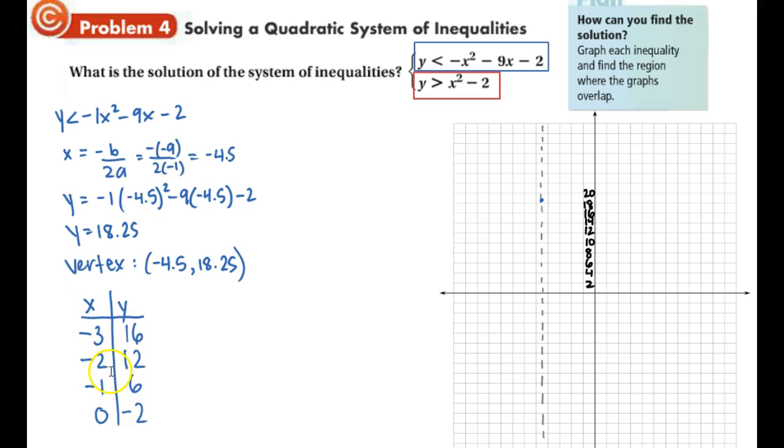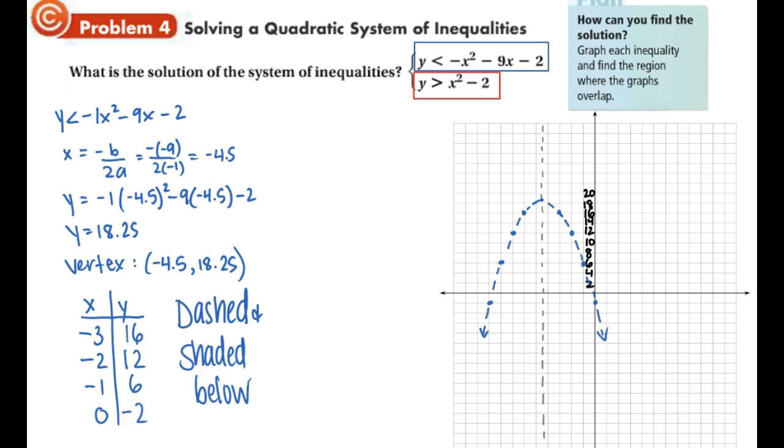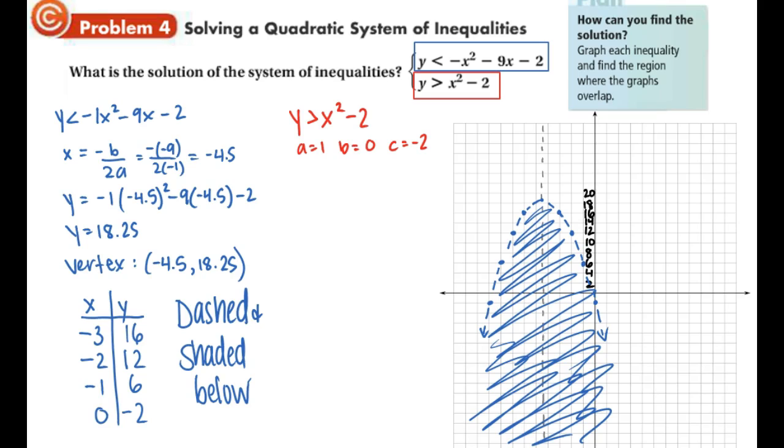And to find a couple other points, I just chose values of x that were close to -4.5. So I chose -3, -2, -1, and 0. And to figure out the corresponding y values, I just plugged in each of the x's in for the original quadratic. From there, we're going to graph those and then reflect to the other side. Because the inequality symbol is less than, that means our boundary line is dashed and we're going to be shading below. So for our second inequality, we have y is greater than x squared minus 2.